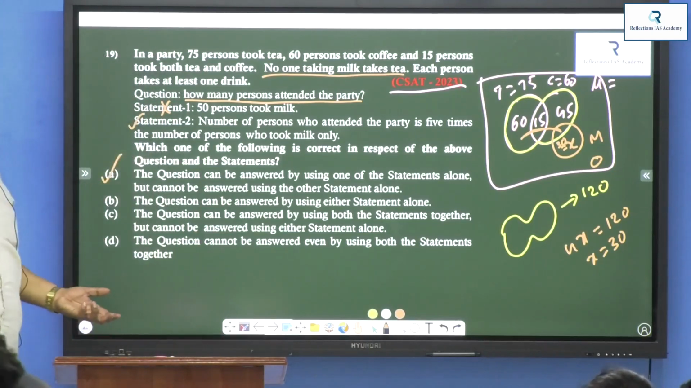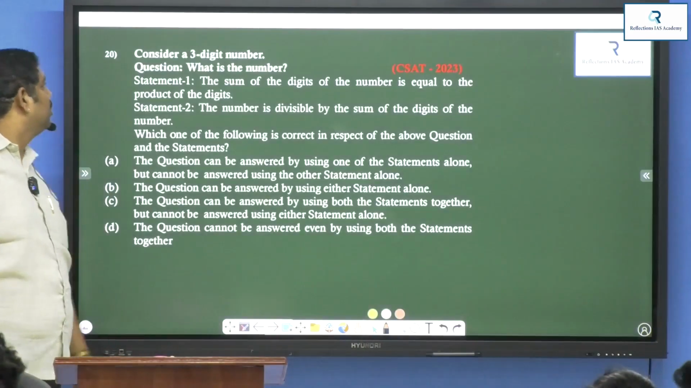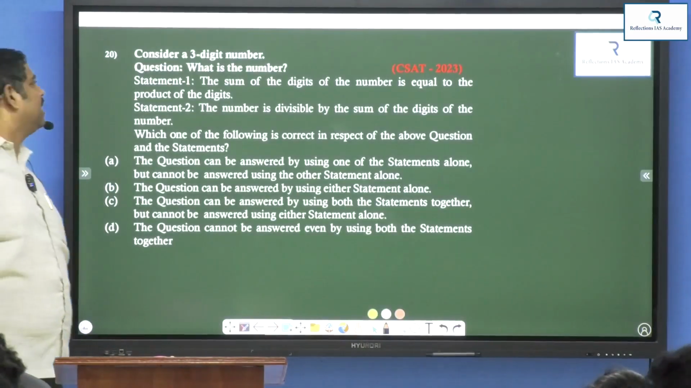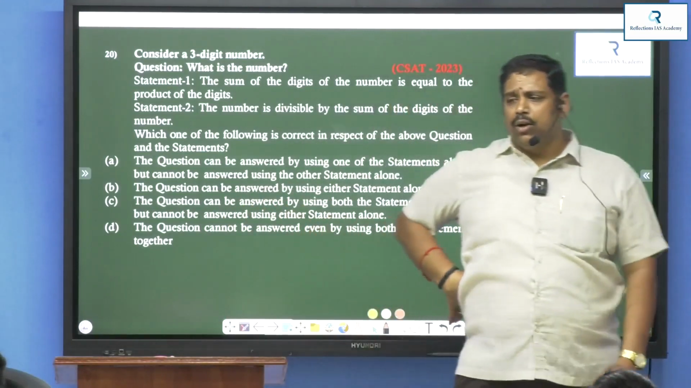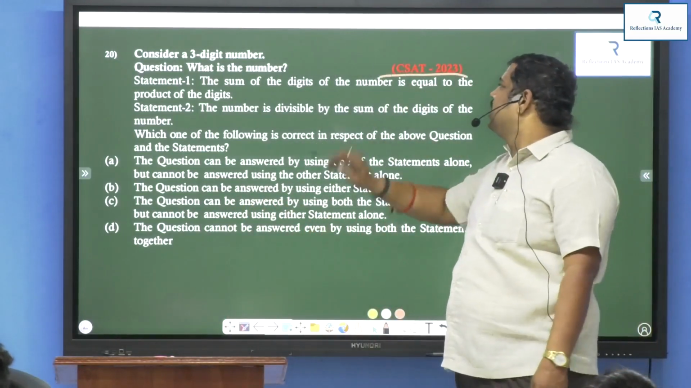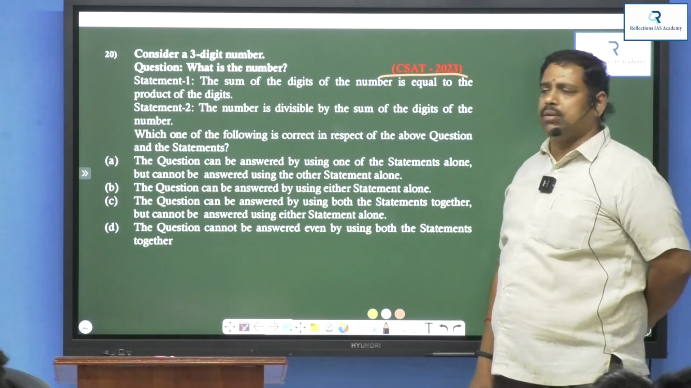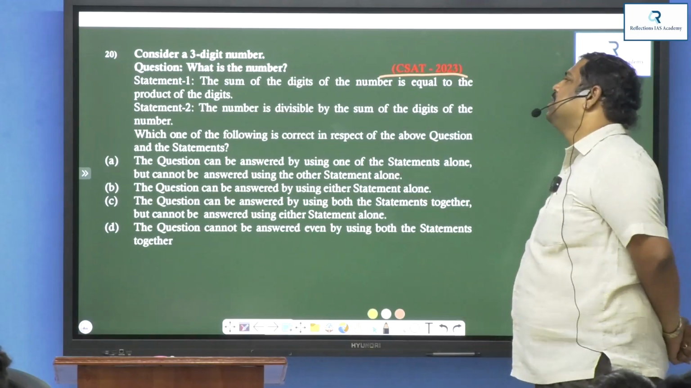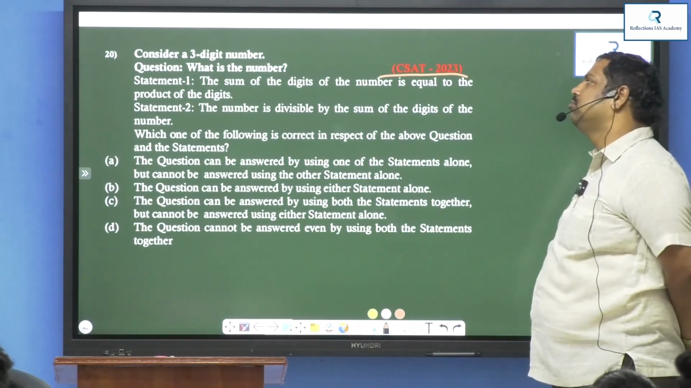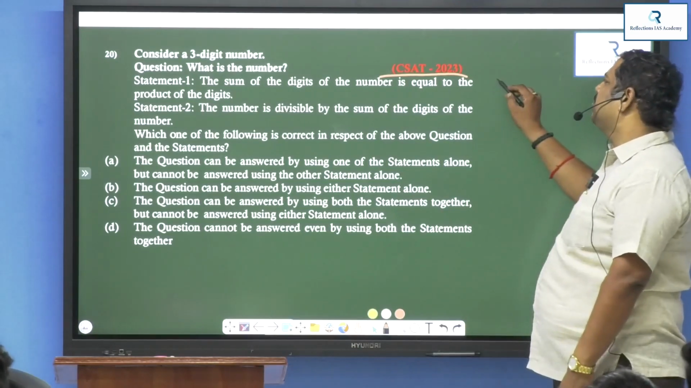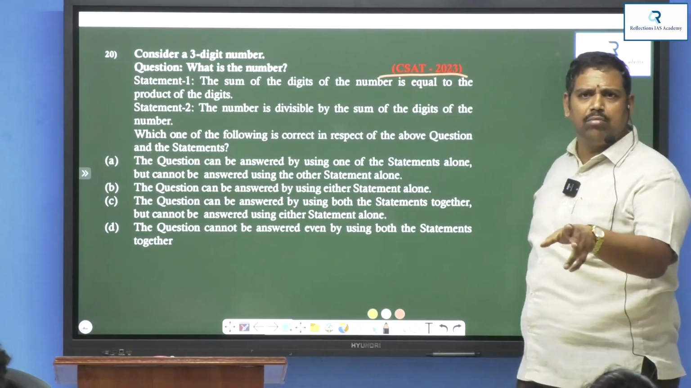Right. Last but one question. Consider a 3-digit number. Question: what is the number? Okay, this is also a CSAT 2023 question. What he is asking is, what is the 3-digit number? Statement 1: the sum of the digits of the number is equal to the product of the digits. Yes, sir. Sum of the digits of the number, digits means only 0 to 9, no other.